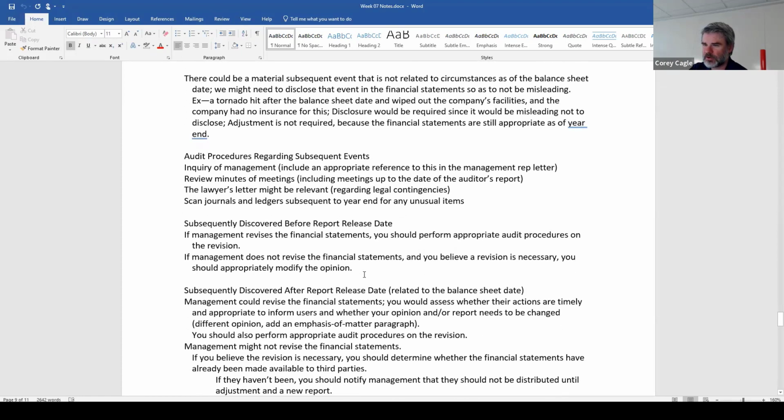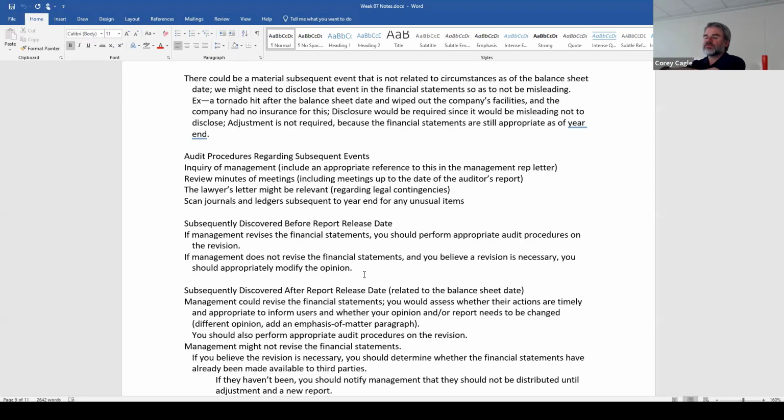So what about audit procedures regarding any subsequent events? We ask management, and we've got the rep letter where there's a specific reference to that they'll have to check off. We look at board minutes, meeting minutes, including not just minutes of the year under audit, but subsequent meetings as well. You might find good information in those too. So we would review meetings up to the date of the auditor's report, because you have some responsibility for things up until that date.